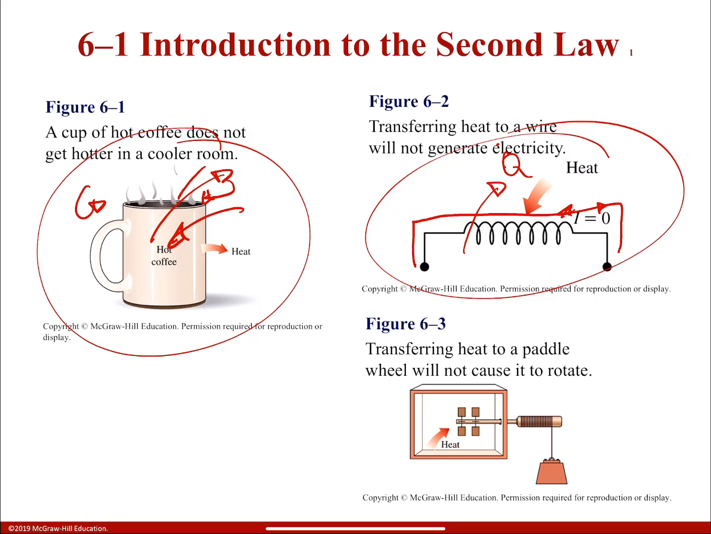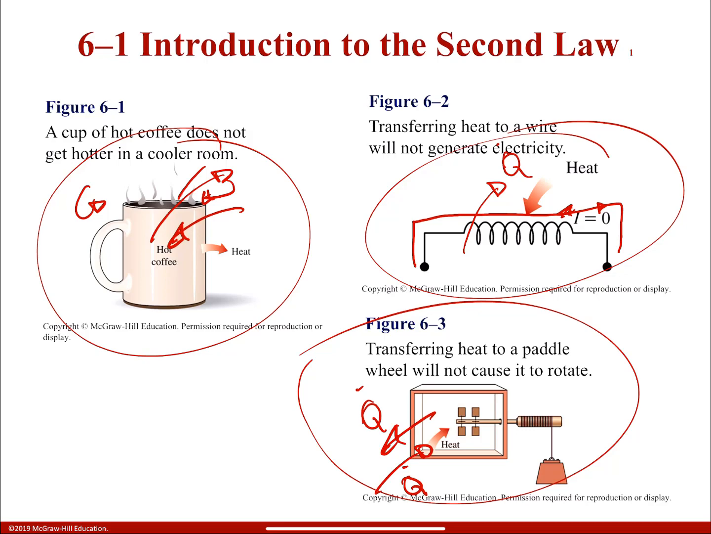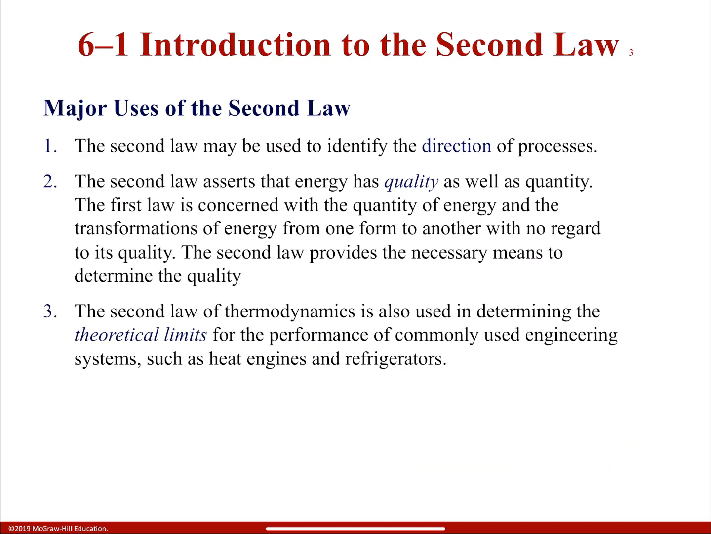And if you have this one right here, transferring heat to a paddle wheel will not cause it to rotate. If the paddle starts rotating, what's going to happen with the heat? These molecules will start to dissipate, and most likely the heat will go out. But if you have heat coming into your system, the paddle will not rotate because of that. So therefore, there is only one direction for some processes to occur. Major uses of the second law.